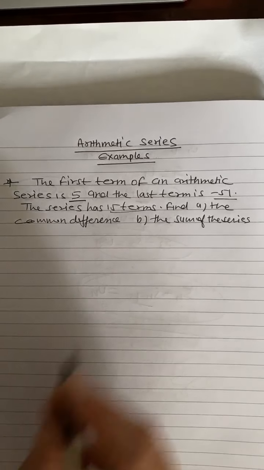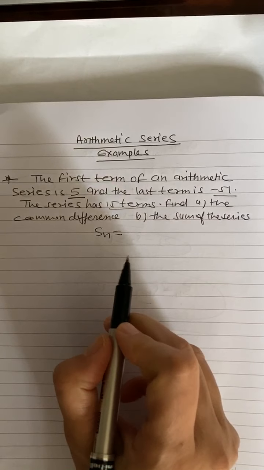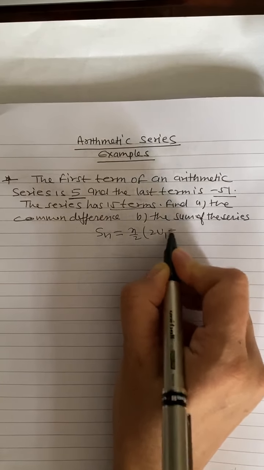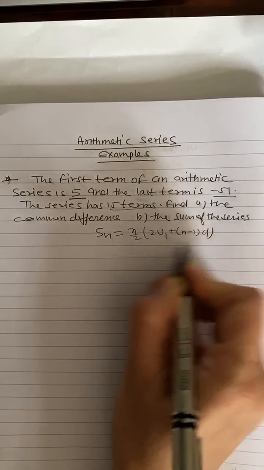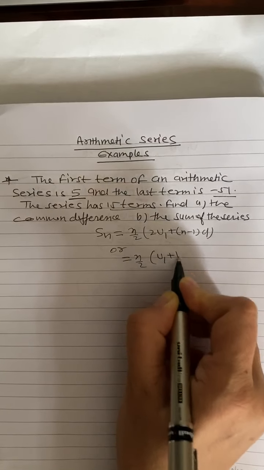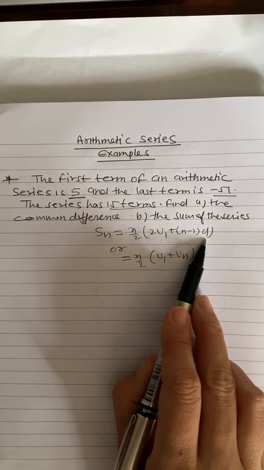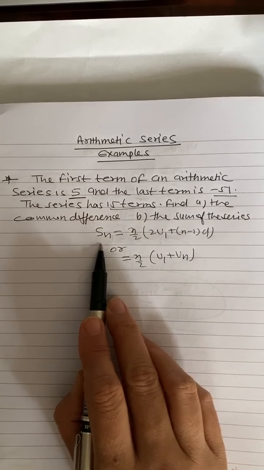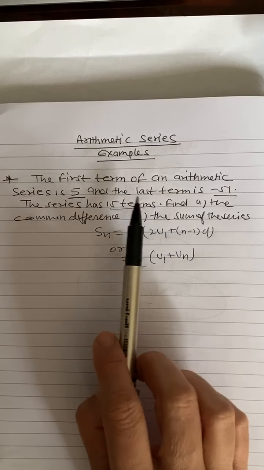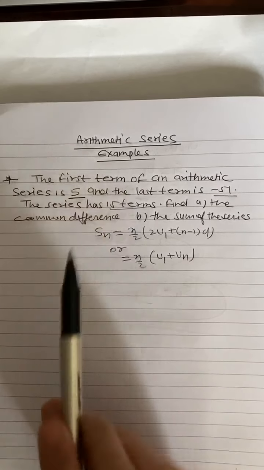So first, to quickly recap, Sn, the sum of n arithmetic terms, is n over 2, (2u1 plus (n minus 1) into d). So this is one formula, or it is n over 2 (u1 plus un). u1 is the first term, n is the number of terms, d is the common difference, and Sn is the sum of n terms. I'm going to first write the information using proper notation to express what is given in this question.